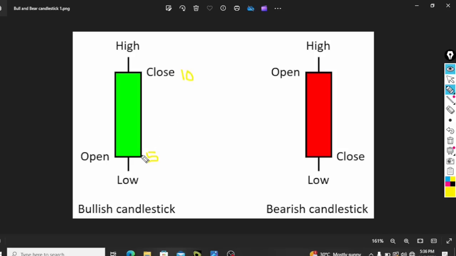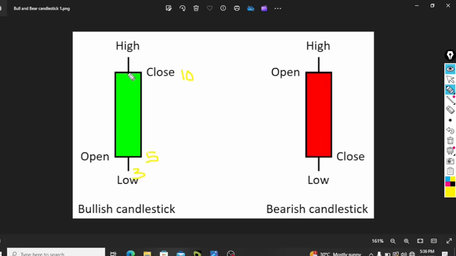Then from that open, it moves all the way. It moves from the $5 where it opened. It went down to the lowest point. Let's call it $3. From there, it recovers back to the $5 and begins to move all the way up and closes at $10. So let's say it closed at $10.